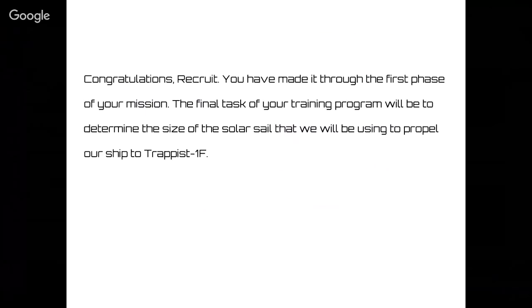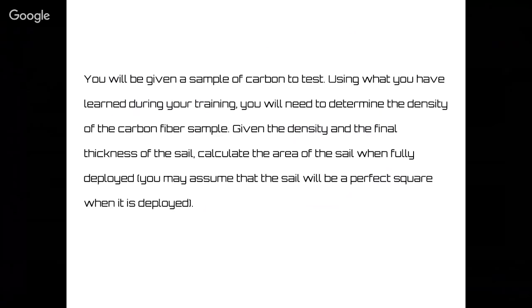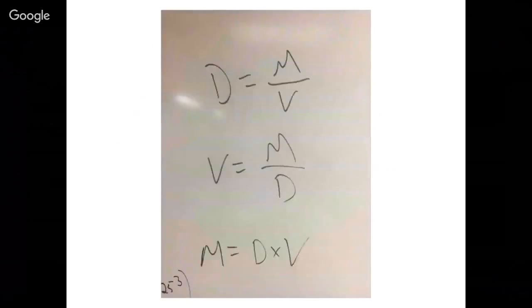So first we have the description of the task, and what we're going to be doing is using a sample of carbon to determine the density of carbon, which is what the sail will be made of. And ultimately, we need to figure out what is the maximum area of sail that we can possibly have, given the information that we're given in the description.